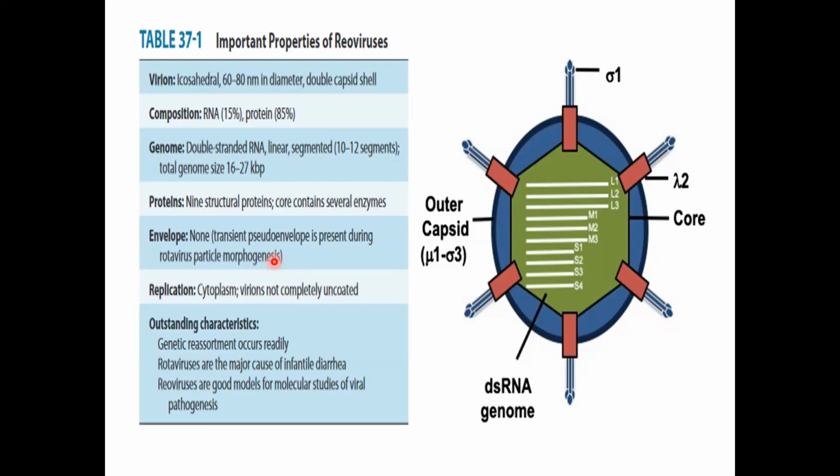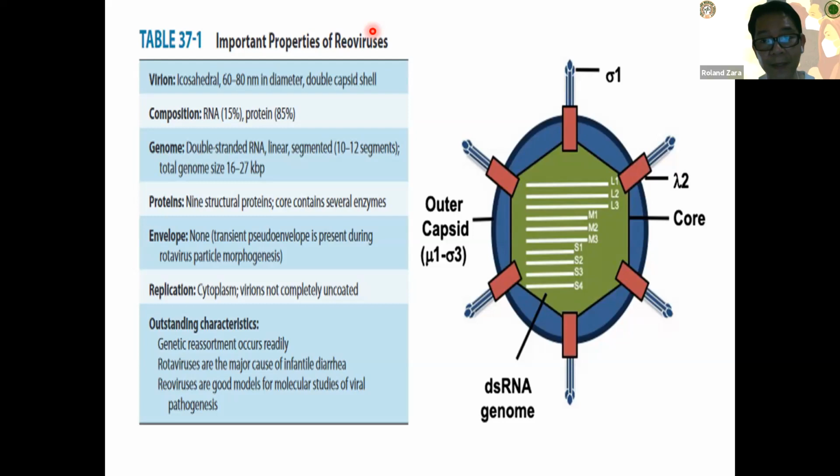Since this is an RNA virus, it replicates in the cytoplasm. So what are the outstanding characteristics? You have genetic reassortment. Meaning, this virus can change its structure so that it cannot easily be recognized by your antibodies, as with corona. That's why in the future we may need boosters for vaccines, because the antibody level also goes down.